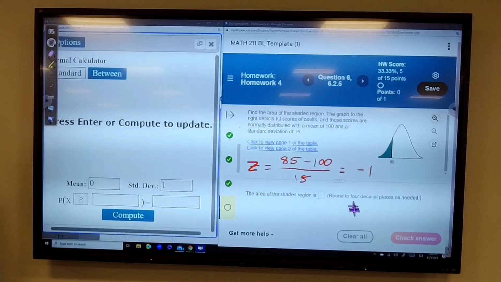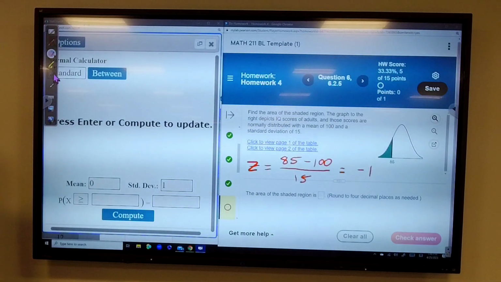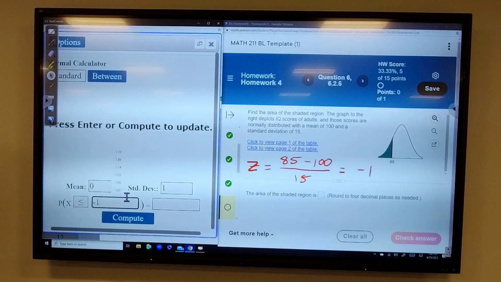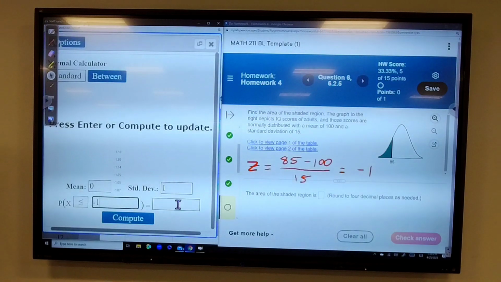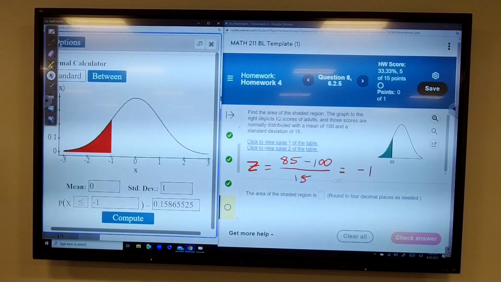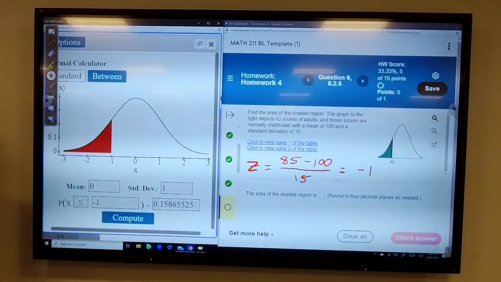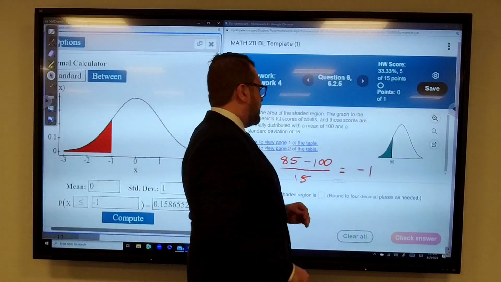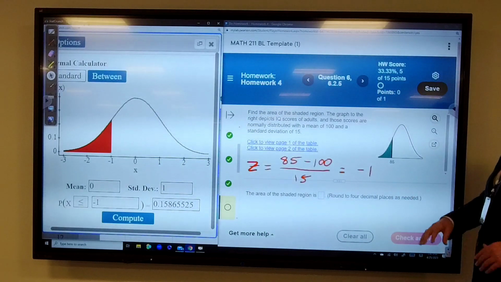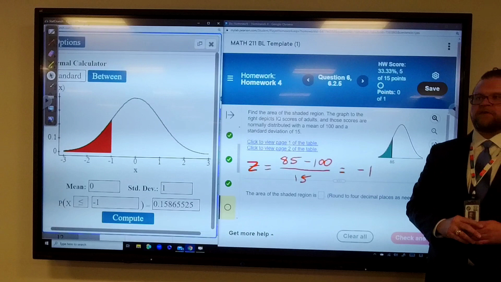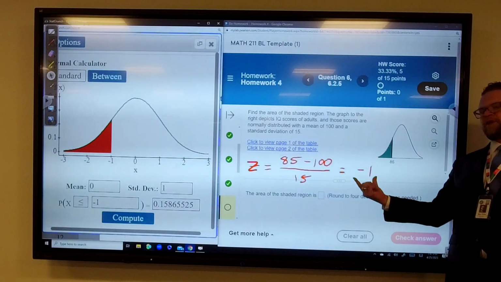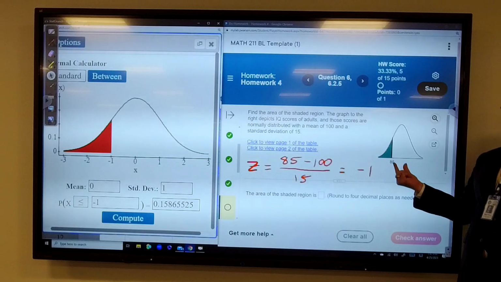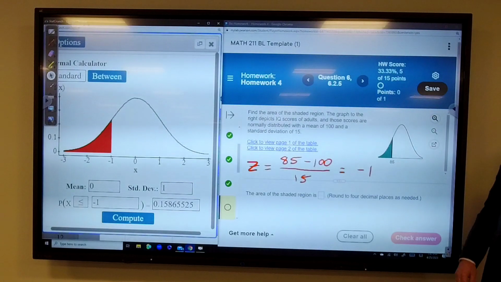So on my standard normal curve, earlier when we worked the problem, it was 16%. Here, we see it's actually 15.86%. I was able to take my observation of 85, find its z-score, and see that it's -1. This just literally means that 85 is one standard deviation below the mean. Standard deviation is 15. 85 plus 15 brings you right to the center, to 100.